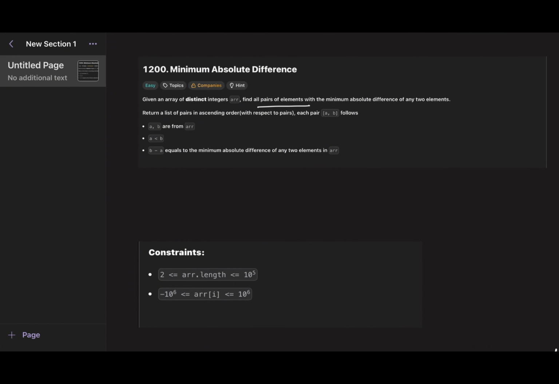Find all pairs of elements with the minimum absolute difference. So we need to find all the pairs in the array with the minimum absolute difference. What does this tell us? We need to find the minimum absolute difference first, and then we have to find all the pairs with that minimum absolute difference. One thing is we need to find the minimum absolute difference. Second thing is we need to find all pairs with the above minimum absolute difference.